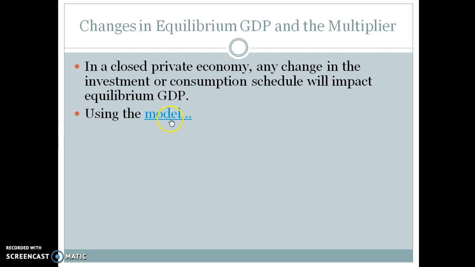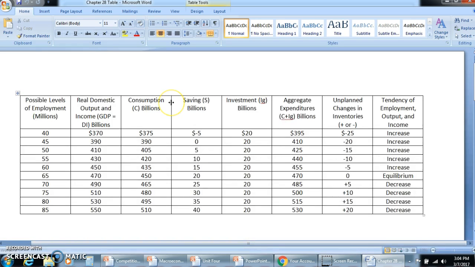So looking at the aggregate expenditure model that Keynes created for us, we can get a general idea of what's going on in the economy by looking at the various columns. Our first column is looking at possible levels of employment. This is millions of people in the economy. The second column is our real domestic output and income, which is our GDP or our disposable income. This is in billions of dollars.